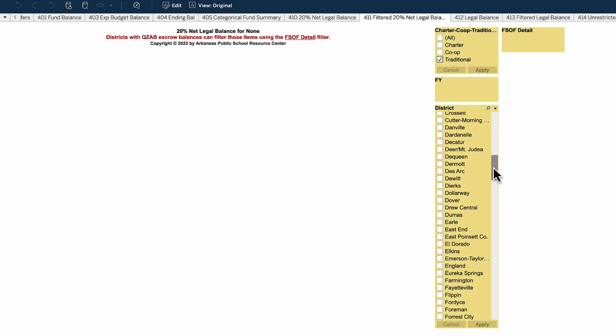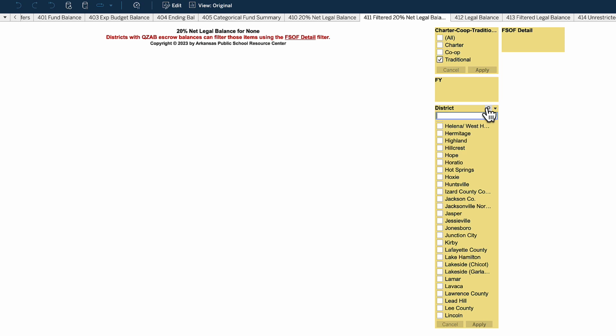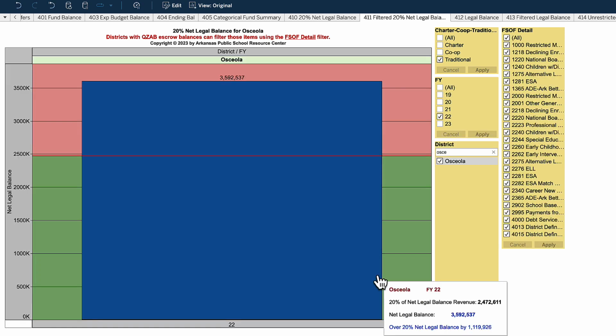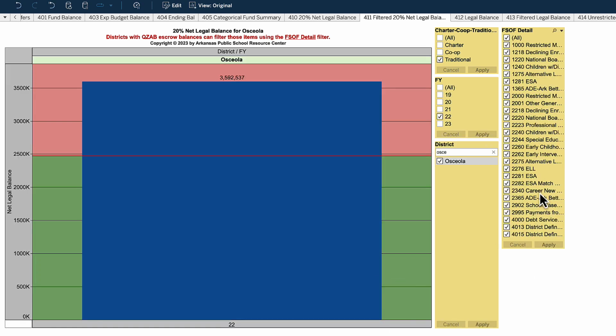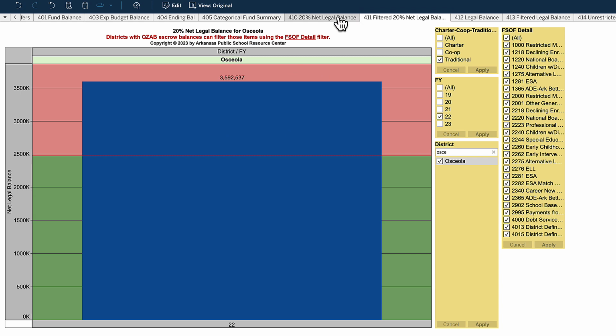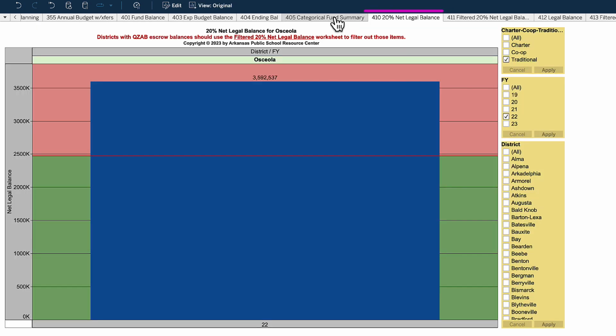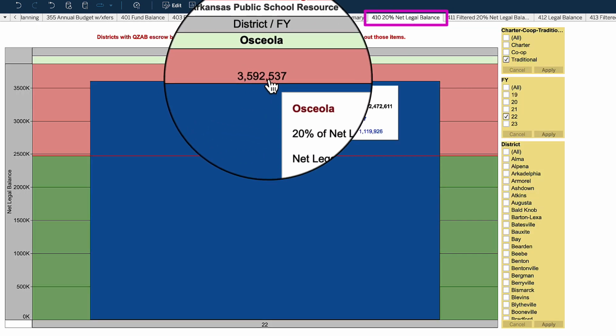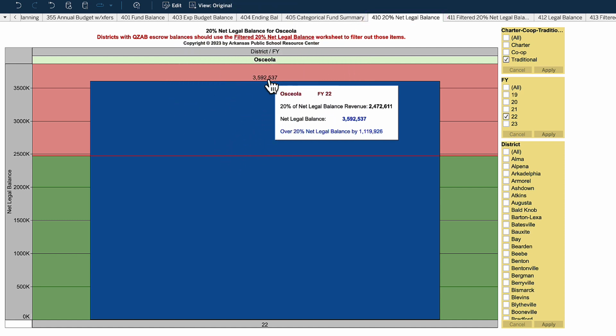One of the school districts that has one is Osceola. So let's look at Osceola's. Right now, without removing anything from the source of funds, on 411 the calculation you see here, 3592537, will look exactly like 410, 3592537, because there is no difference.